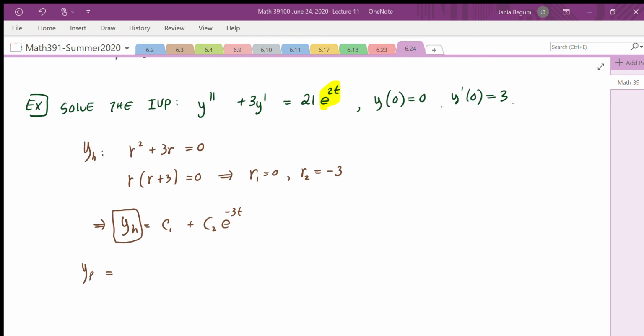So someone tell me what's the form of the particular solution. Driss, do you think you have it? Okay. Thank you. Let's see. Anik, do you have it? Yep.